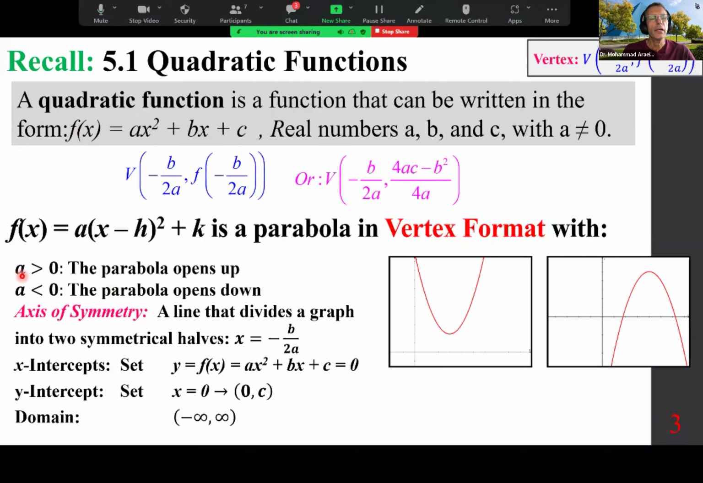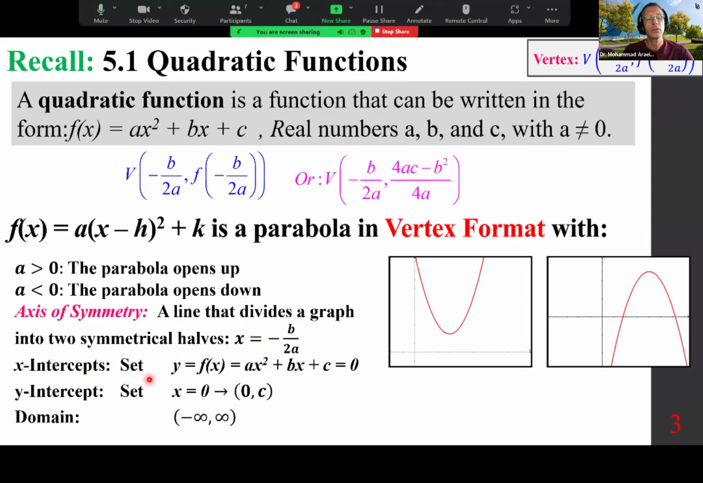When a is positive, the parabola opens up. When a is negative, the parabola opens down. Axis of symmetry: a line that divides a graph into two symmetrical halves. x = −b/2a. When you find the vertex, the x coordinate, x equals that, is your vertical axis of symmetry.